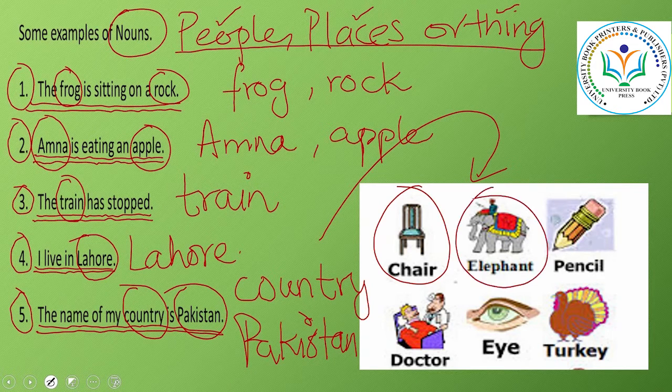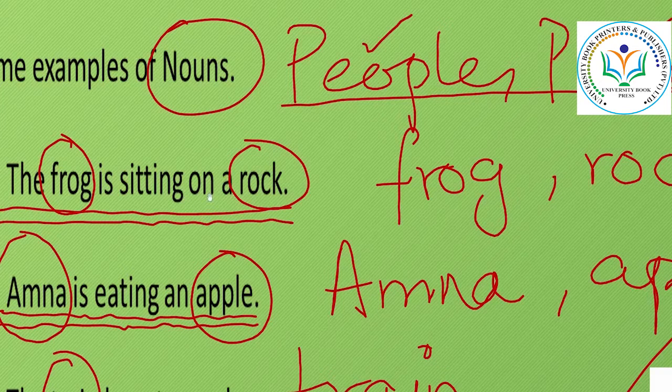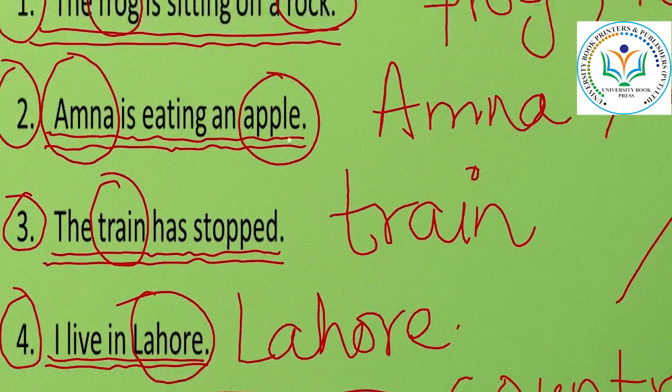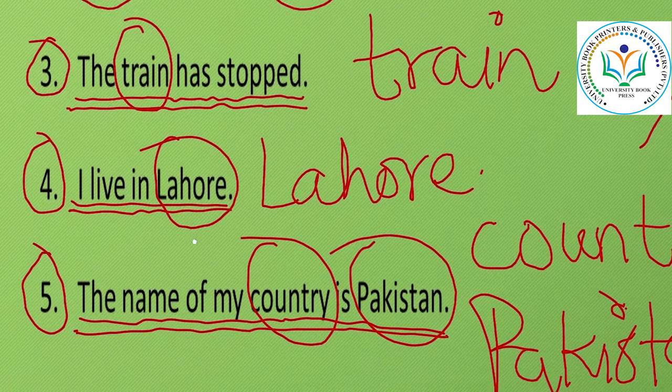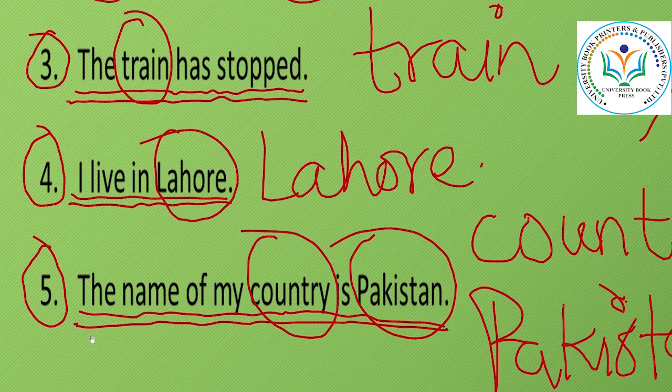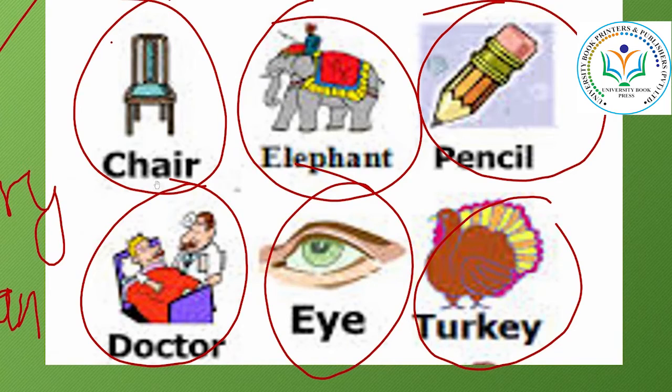Chair, elephant, pencil, doctor, I, turkey. The frog is sitting on a rock. Amna is eating an apple. The train has stopped. I live in Lahore. The name of my country is Pakistan.